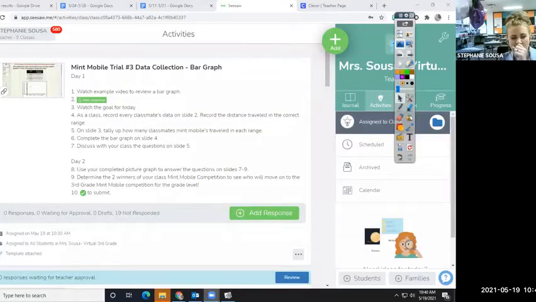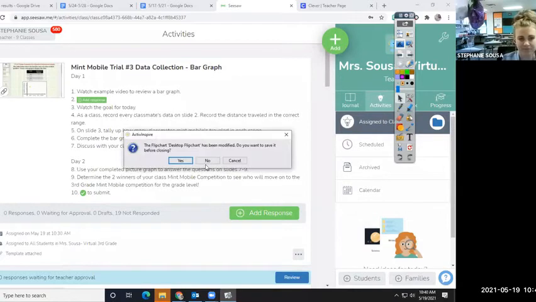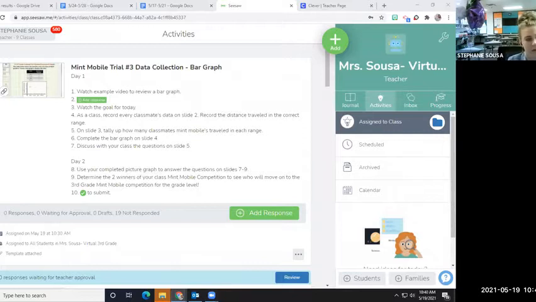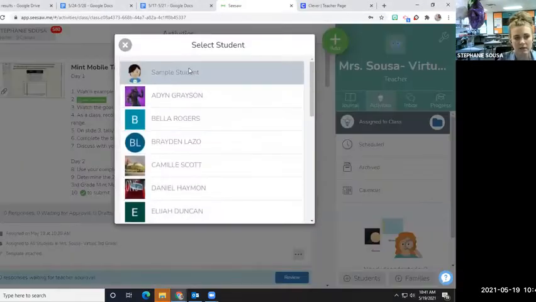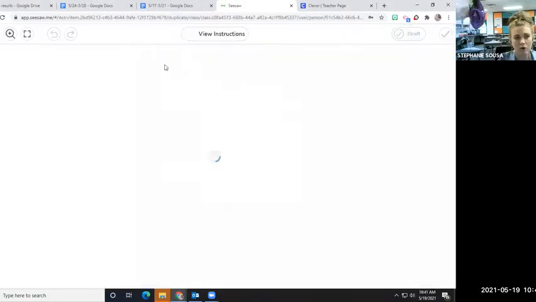Okay. If you would please hop to your activities. You're going to see an activity floating at the top that says Mint Mobile Trial Data number 3, Data Collection Bar Graph. So we've done a line plot, we've done a pictograph, and now we are moving on to a bar graph. Okay. Go ahead and click on that Add Response, and let's take a look at our goal.